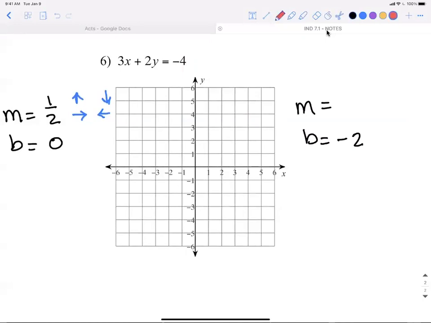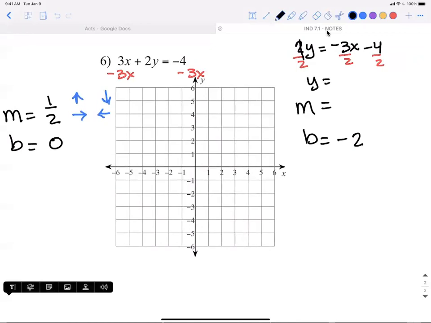So let's do a little bit of algebra. We're going to minus 3x and minus 3x from both sides. And when we do that, that gives us 2y equals, now on the right-hand side, we have a -3x and also a -4, but I'm going to write those in the proper order. Then I'm going to divide everything by 2, because when I do it to one, I do it to all. And I get y equals -3/2 x. And then -4 divided by 2 is -2.